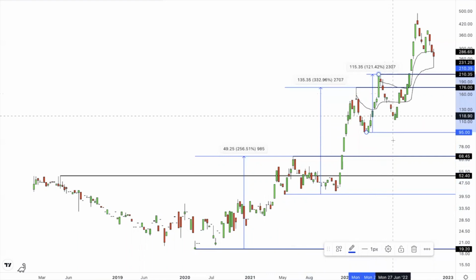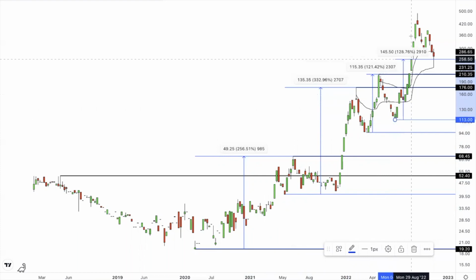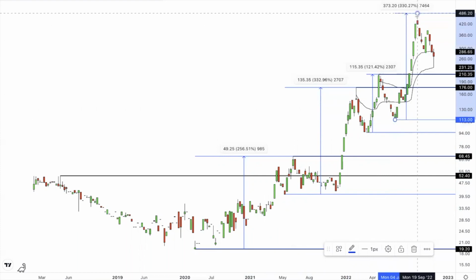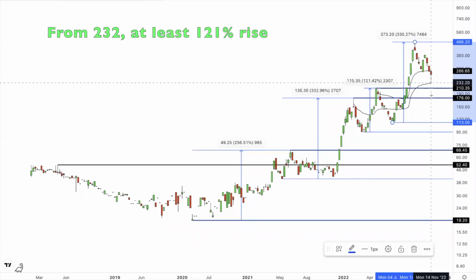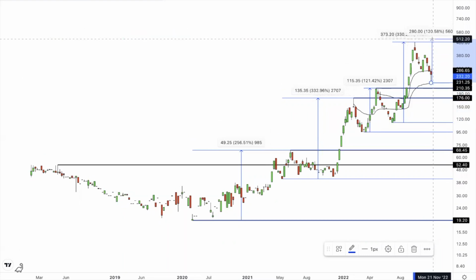Then once again, the stock came down till levels of 113 and it made a high of 330%, which is somewhere close to 486 levels. So now it is pretty evident that the stock has come down till the levels of 232. So from here, at least a rise of 121% can be projected from current levels. So if I just plot it to be somewhere around 121%, that would be somewhere around the levels of 515.